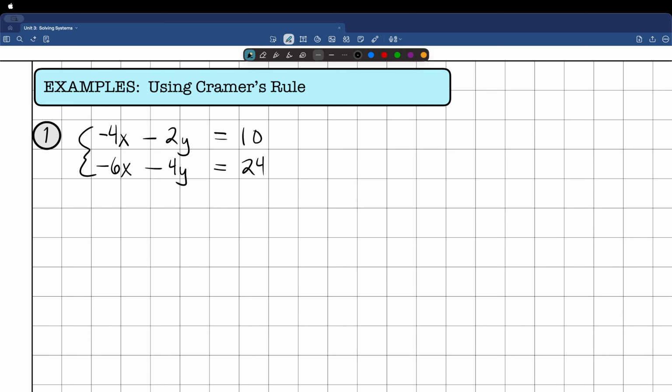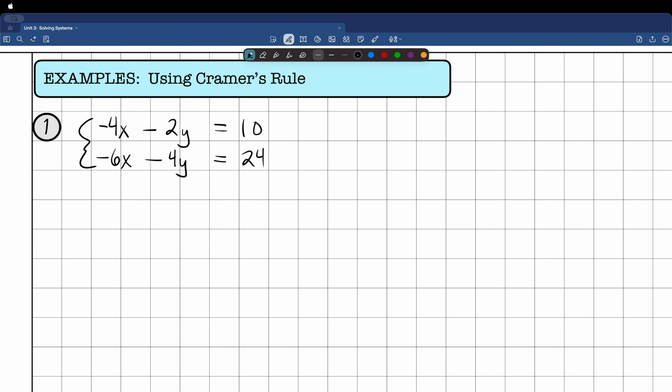Okay, in this example, we're going to be using Cramer's rule to solve this linear system of equations. So we have the system of negative 4x minus 2y equals 10 and negative 6x minus 4y equals 24. So we're going to create a matrix and we're going to call this matrix A. So we're going to create a 2 by 3 matrix. So we're going to have negative 4, negative 2, and 10. And then we have negative 6, negative 4, 24.